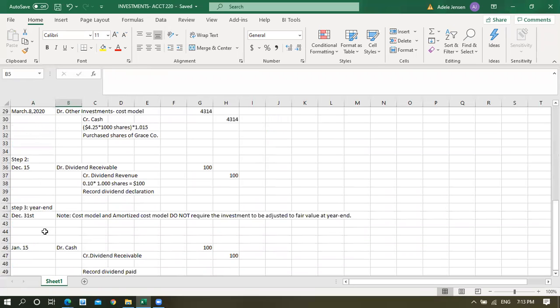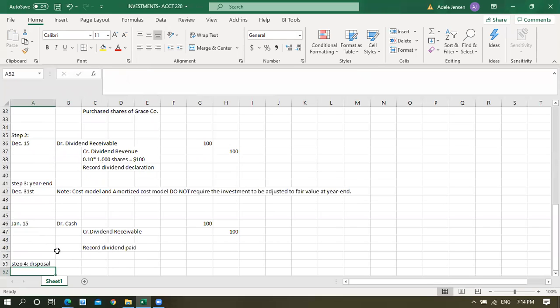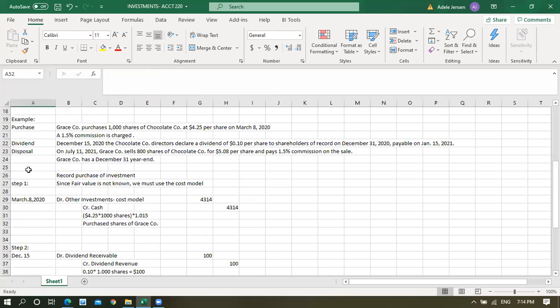Okay, and then we already did our January 15th declaration or receipt of the dividend. Okay, and then we just have our disposal. So then here we have step 4 is our disposal. So then that disposal, if we go up to the example, let's see when it occurred. It occurred on July 11th, and we sold 800 of the shares for $5.08, and we also paid that commission. So we're going to have to subtract that commission.